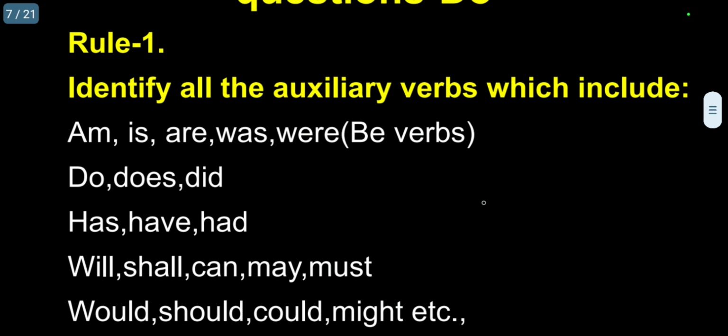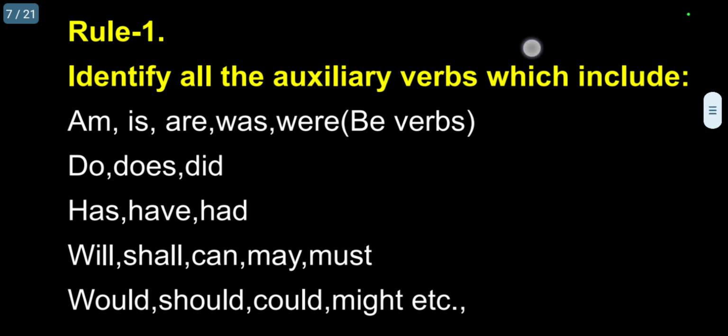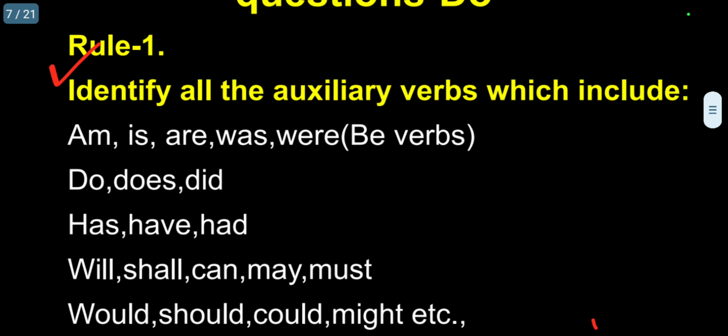To ask yes or no questions, we must learn some rules, normally not available in any grammar book. Please read and memorize carefully. The rule 1: identify all the auxiliary verbs, which include, there are 5 types we have.